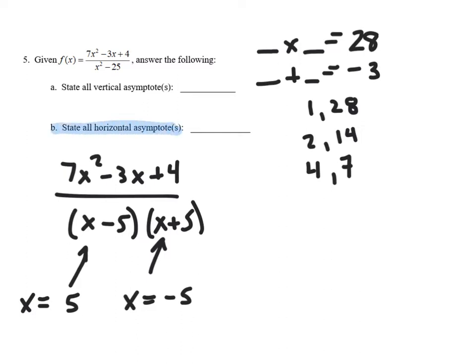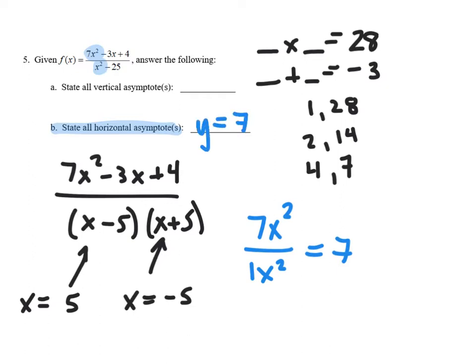The next thing we look at is the horizontal asymptote. We look at the lead dominant terms. In this case, they're both x squared. We learned that as x goes out to infinity, the x squared in the numerator and the x squared in the denominator just go out to the coefficient of 7. So we get y equals 7 as the horizontal asymptote, and x equals 5 and x equals -5 as the vertical asymptotes.